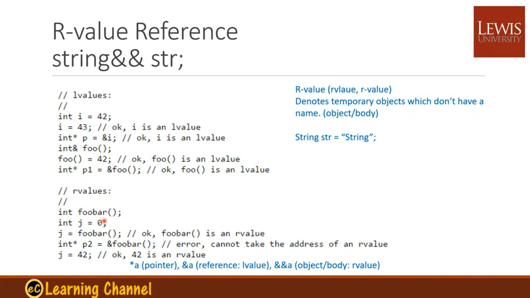Right-hand side value, we have foo bar, we have J, we have foo bar, and foo bar returns some value, that's the right-hand side value, assigned to J. And then the function's alias name is assigned to P2. That creates an error. P2 is an integer. It doesn't take the address of an R value. It doesn't take the address of a function. And then 42 is an R value, it is okay to be assigned to.